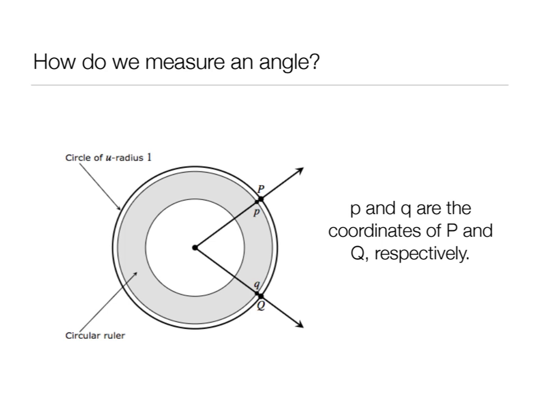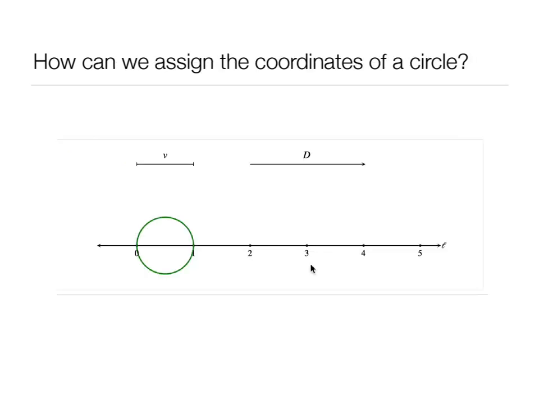How do we measure an angle? Well, we do it by looking at the coordinates on a circle. So if I want to know the measure of the angle, I can compare the coordinate of point P with the coordinate of point Q and just subtract P minus Q. My circle has a radius of 1, so you can imagine that I have the circular ruler on here with unit measurements, and all these coordinates are assigned. Let's see how the coordinates are assigned.